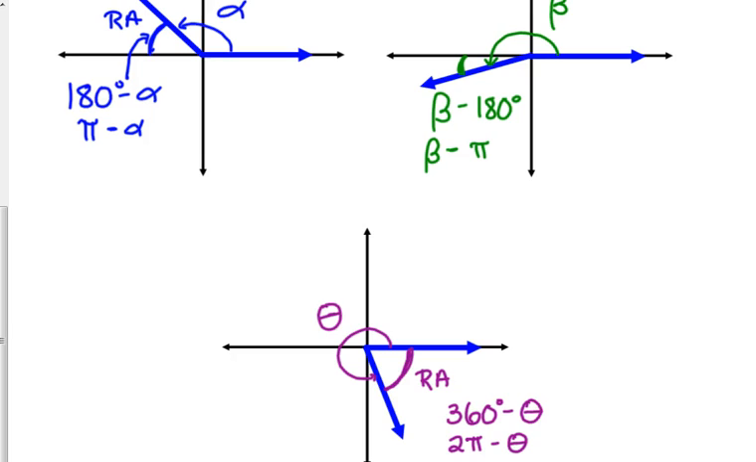So we got to know where our angle is to know whether we're subtracting it from 180, or subtracting 180 from it, or subtracting it from 360. We got to know where it's located first.